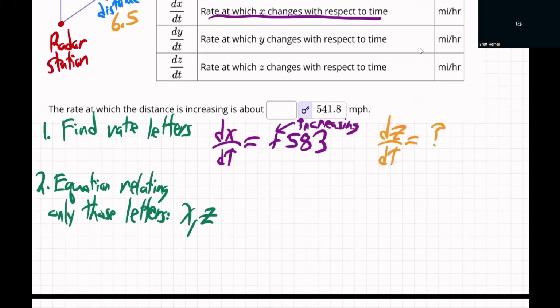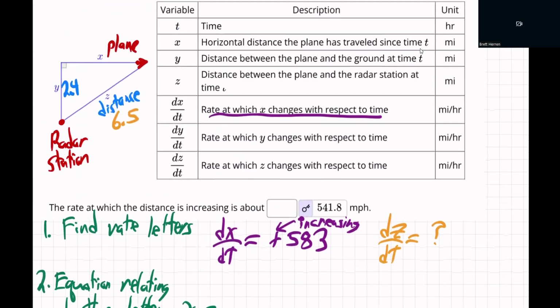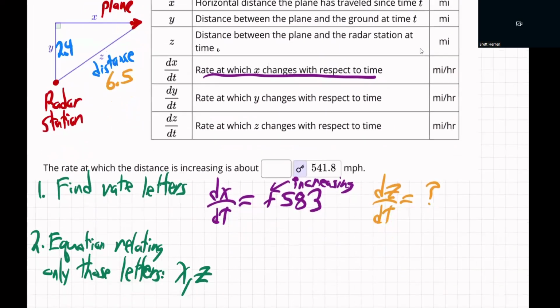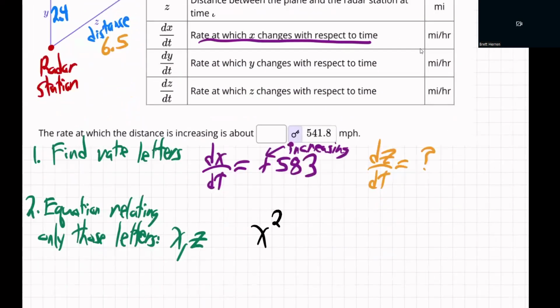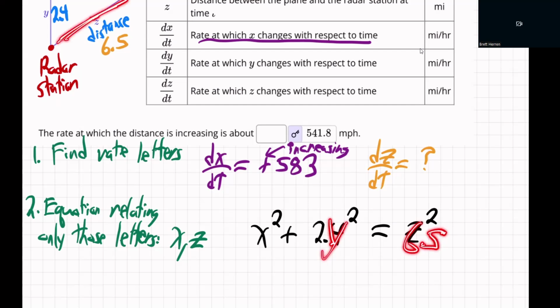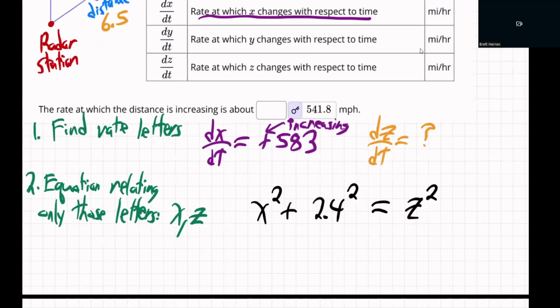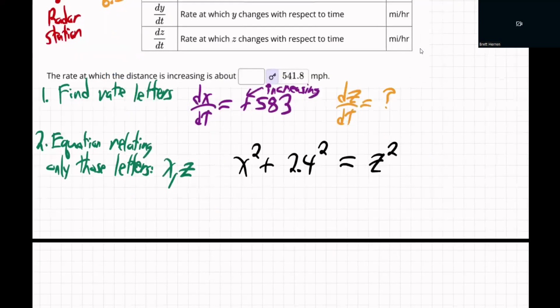So long story short, my equation is going to be x squared plus 2.4 squared is z squared. I don't put in y because y is not one of my letters, and I don't put in 6.5 here because I need z, and z's changing. It's not always 6.5. The distance the plane is from the radar station is changing. So there's how you know to write the equation.